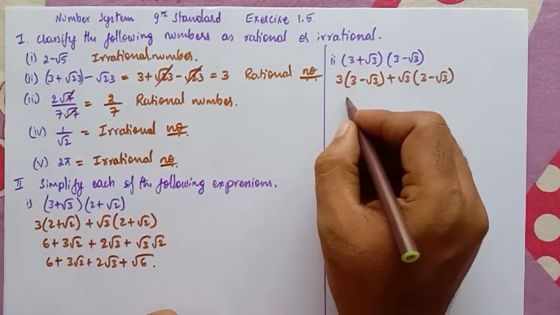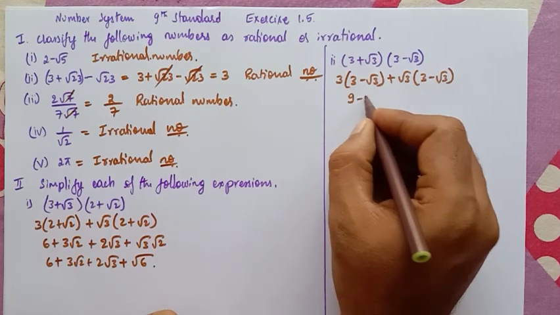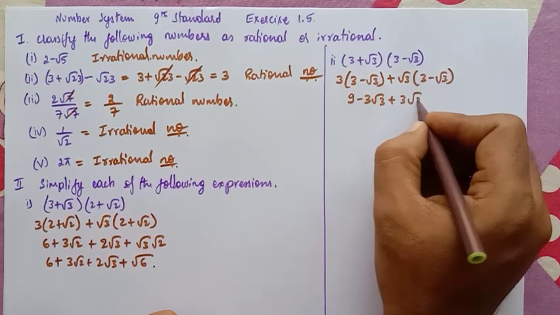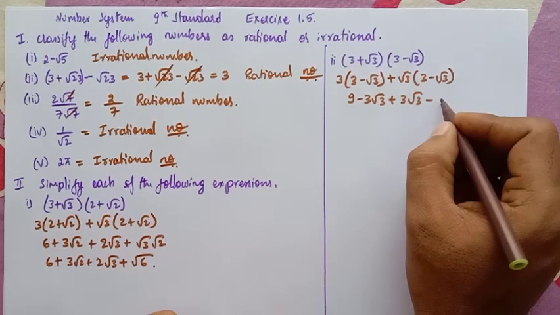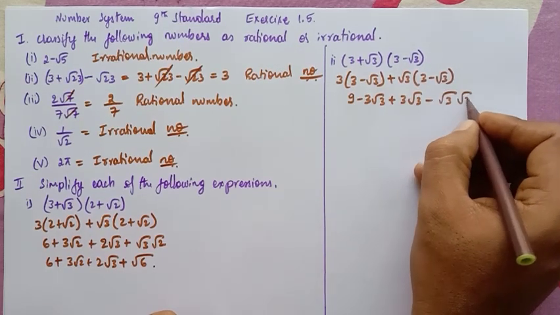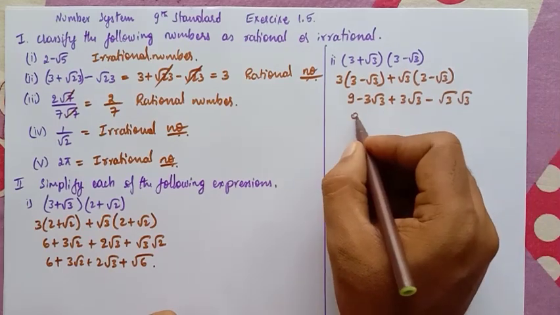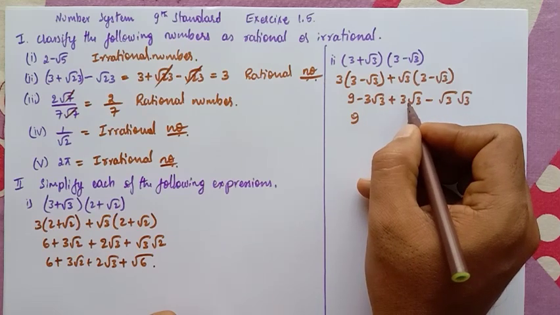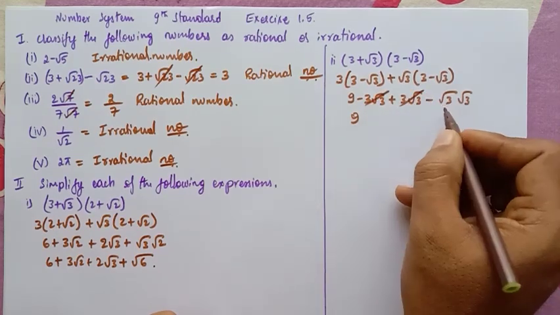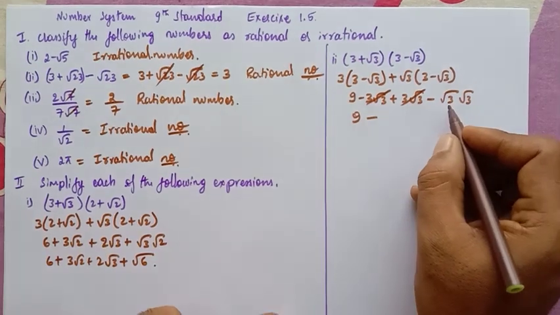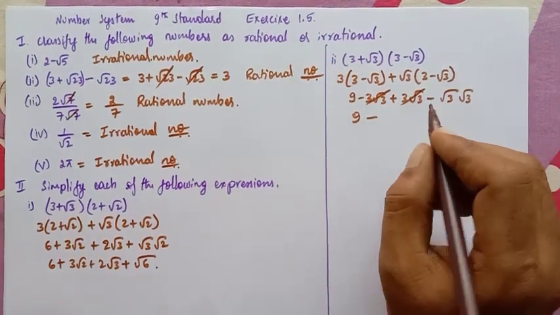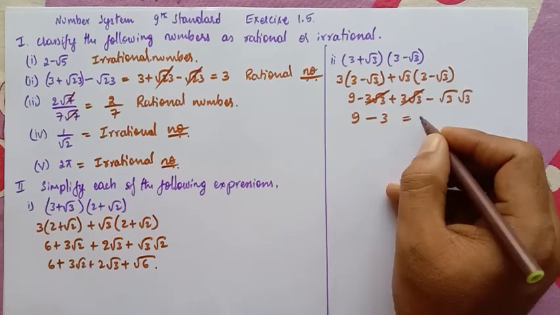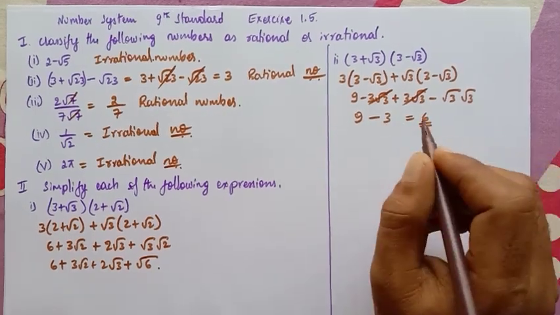So 3 into 3 is 9, minus 3 root 3, plus 3 into root 3, minus root 3 into root 3, that is root 3 into root 3. Here 9, here minus 3 root 3 plus 3 root 3. These two cancel. So here minus root 3 into root 3 is 3. So the answer is 6. This completes this problem.